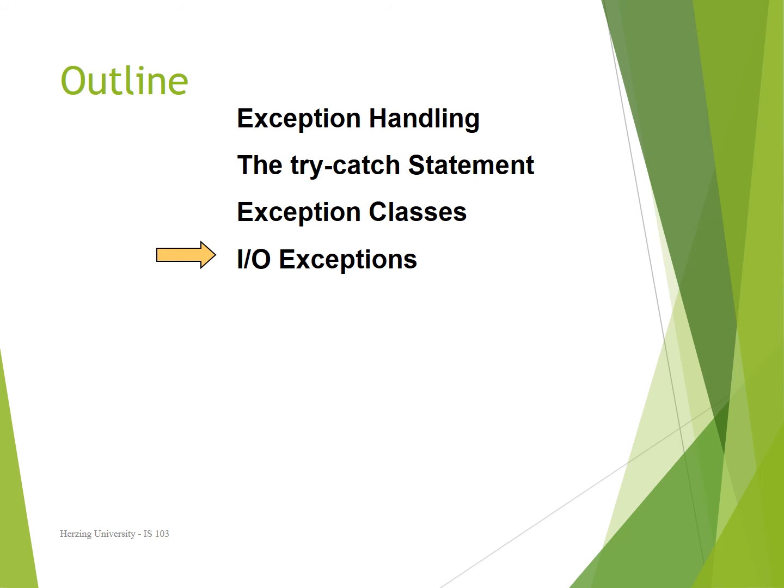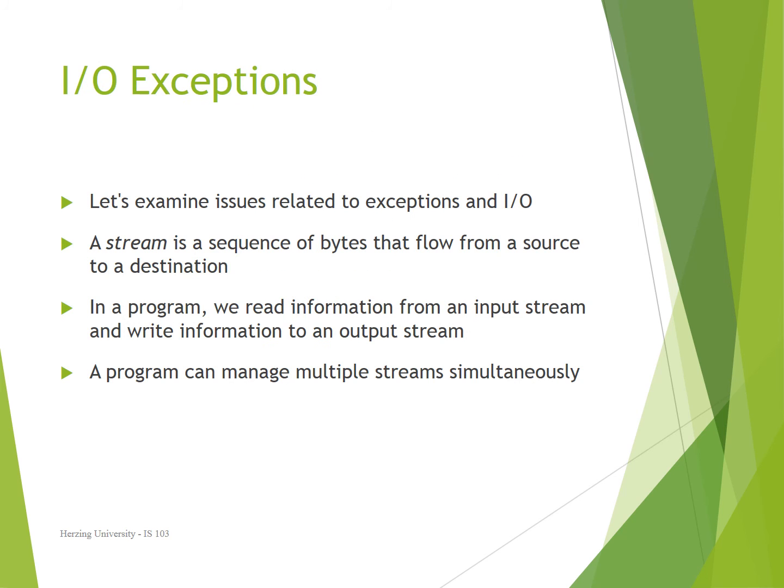Now let's discuss I/O exceptions. Let's take a look at issues related to exceptions in I/O. A stream is a sequence of bytes that flow from a source to a destination. In a program, we read information from an input stream and write information to an output stream. A program can manage multiple streams simultaneously.